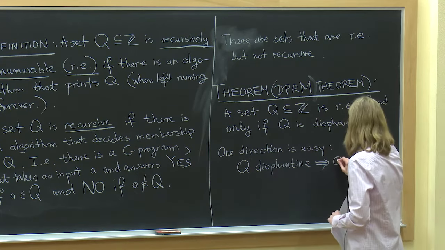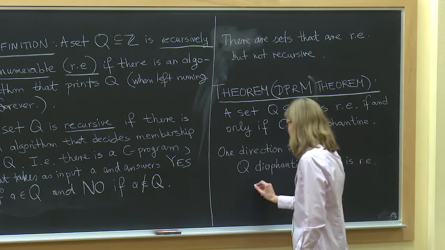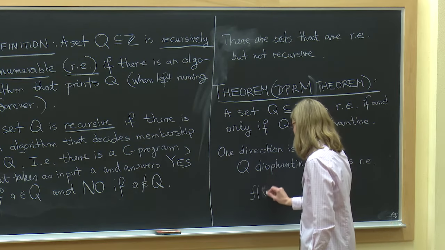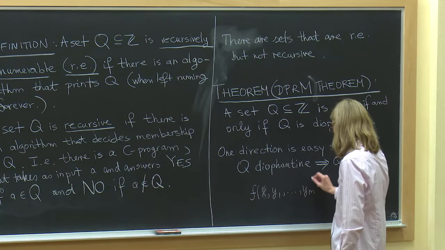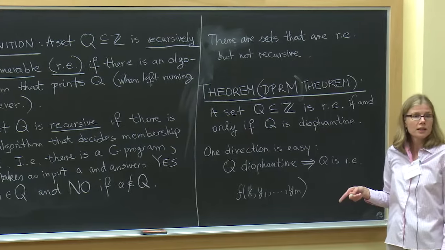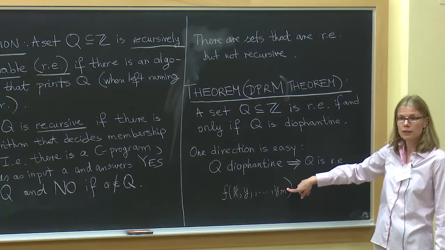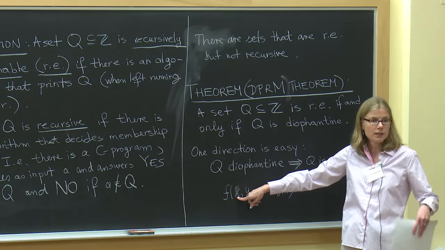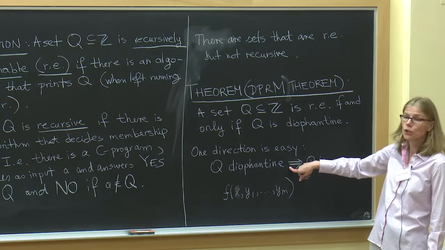What would you just do? Well, if your polynomial looks something like f of x, y1 through ym, then you would just loop over all possible tuples in Z^(m+1). You plug them into this polynomial, and you print the first coordinate whenever you get a 0. That will eventually list all your elements in the set Q.